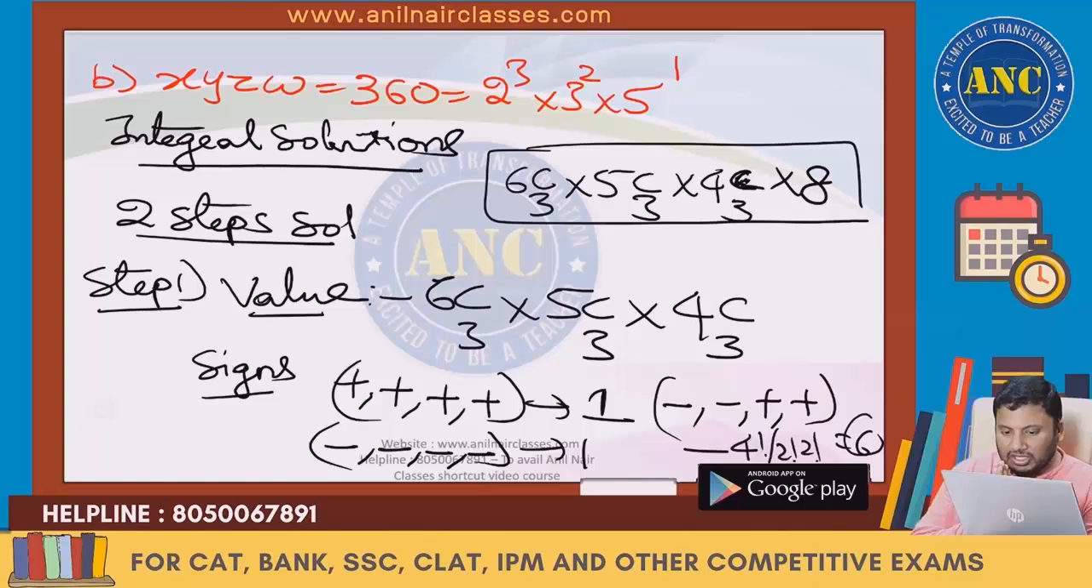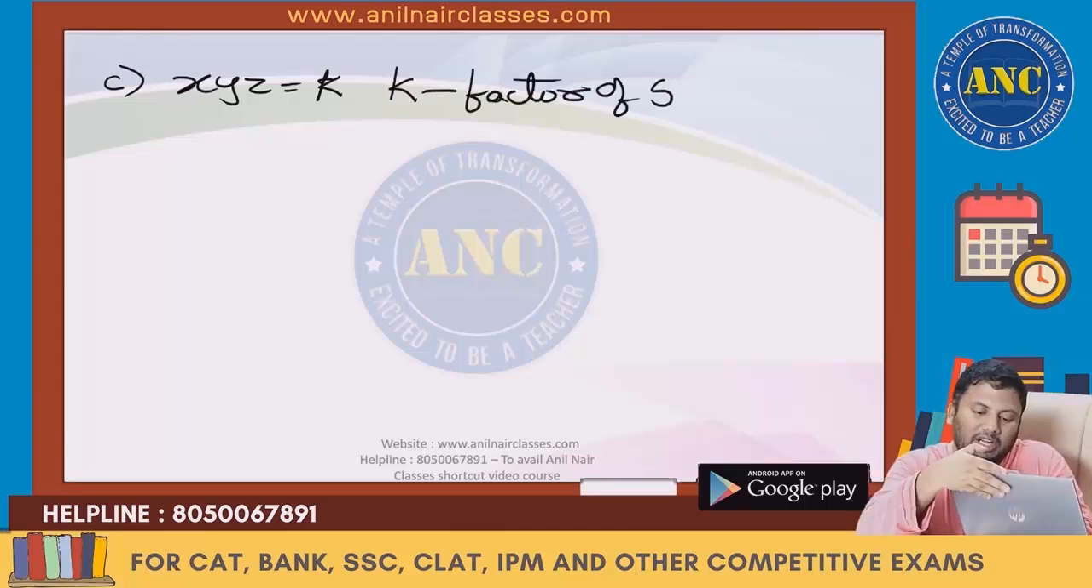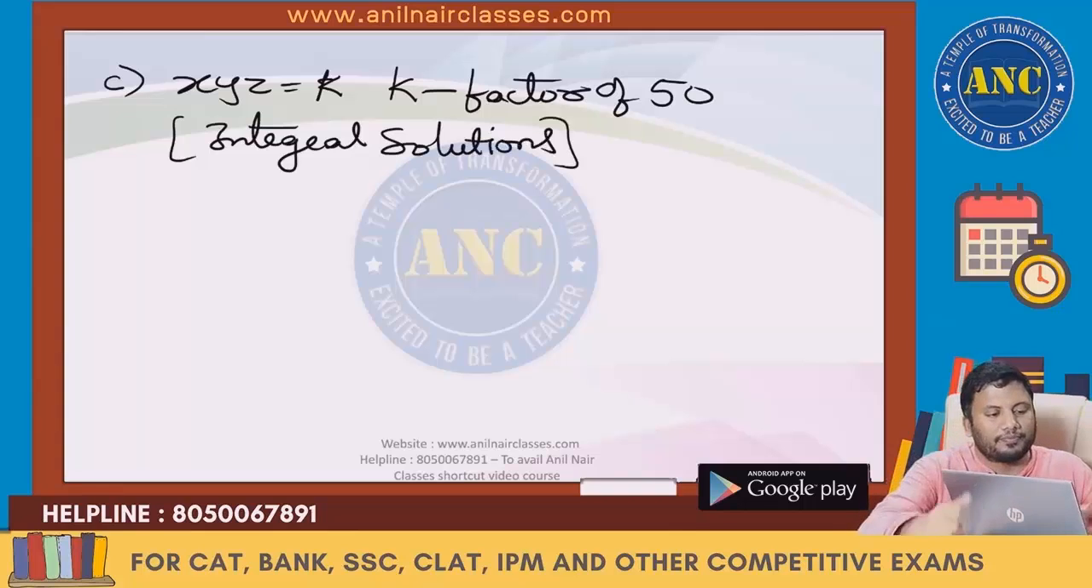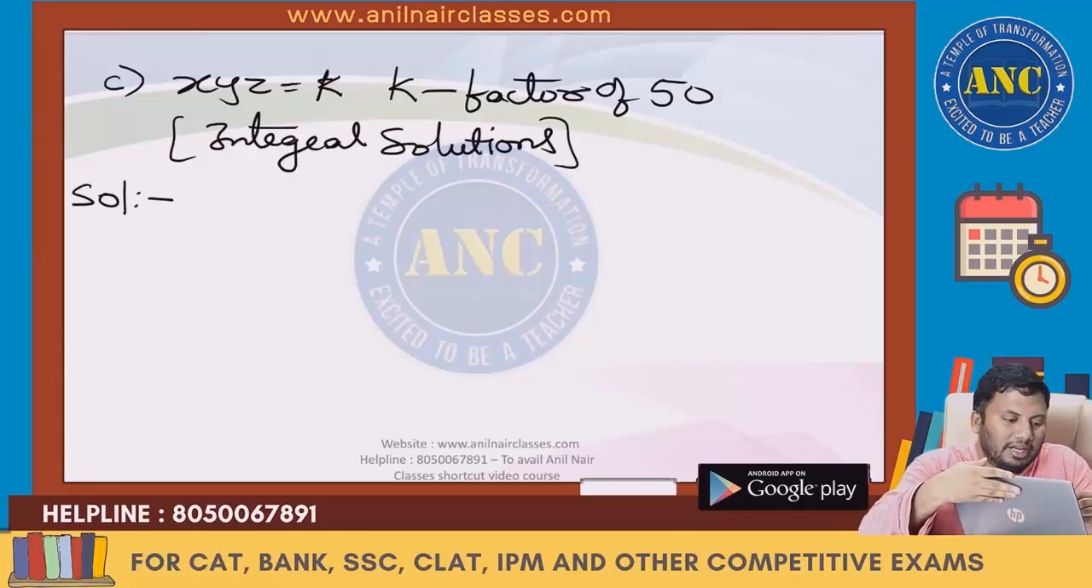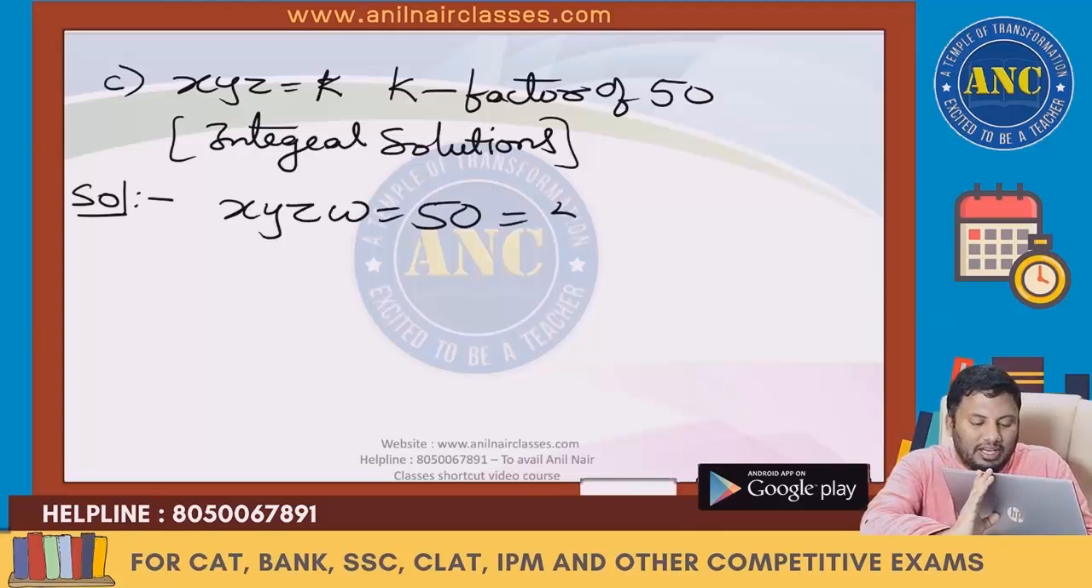One more question. Last question. xyzw equivalent to k. K is a factor of 50. Find the number of integral solutions. So this is nothing but xyzw equivalent to 50. 50 is 5 square into 2 power 1.